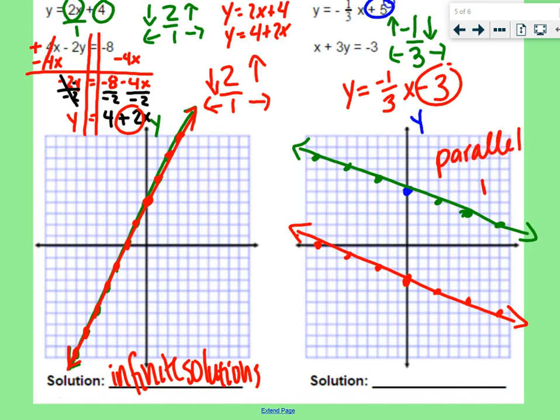Remember, parallel lines have the same m. They have the same slope. So here, these lines are never going to cross, so they have no solution.